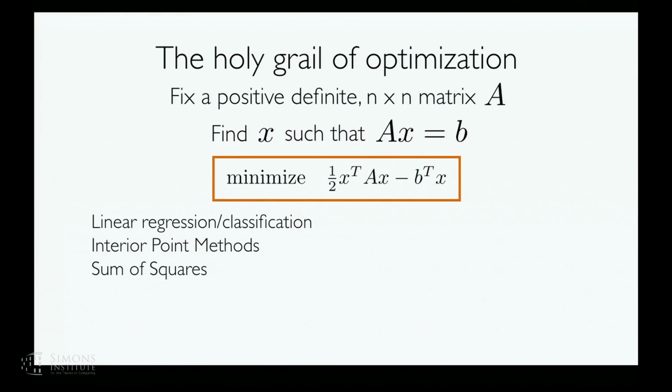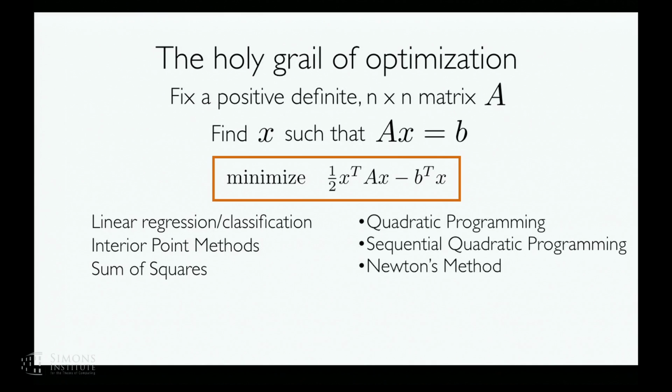So as a result, sum of squares, even though it's polynomials, ends up reducing back to linear equations. And there's all sorts of optimization problems where we use quadratic programming as a subroutine, not just in interior point methods, but obviously sequential quadratic programming and Newton's method are two other examples. So it's kind of like this backbone thing. It enables all sorts of stuff.